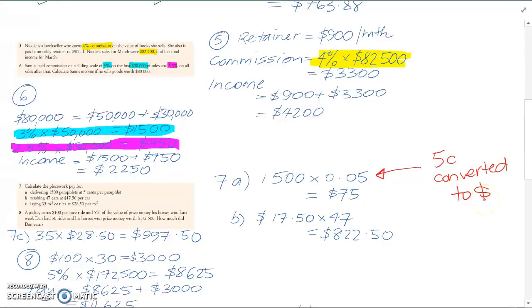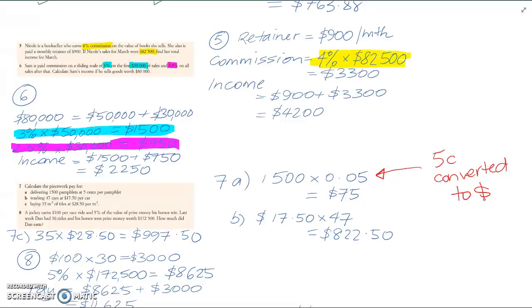Okay, multiply $75. All right, B, washing 47 cars. Oh my goodness, I think I'd die if I had to do that. It's bad enough washing one. In fact, I don't even do that. All right, 47 cars at $17.50 per car. You'd want to pay me more than that, I reckon. Gives me $822.50. Oh my goodness.